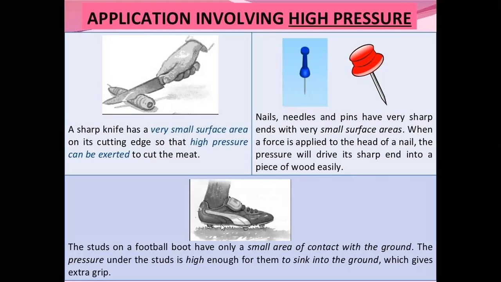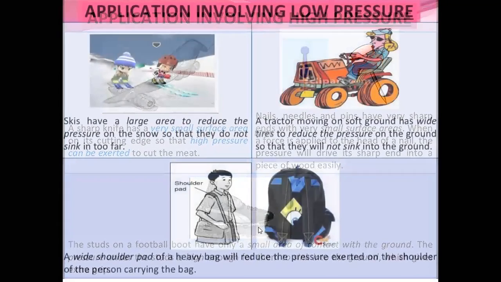Because they have to run. While running, they should not fall on the ground. Therefore, at the sole part of the shoe, this type of grip is made to minimize the area of the sole. Now, low pressure.